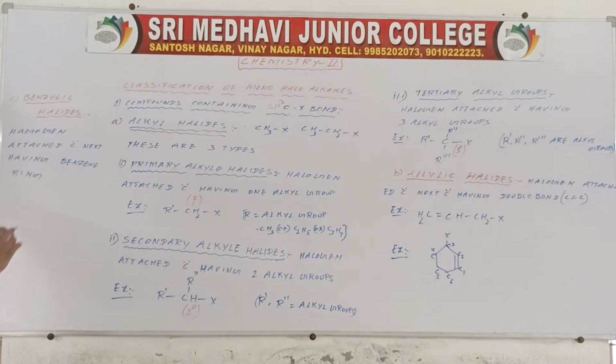Understand? See, for example, CH2X. The halogen attached carbon atom undergoes sp3 hybridization. Next is a benzene ring. These are nothing but benzylic halides.